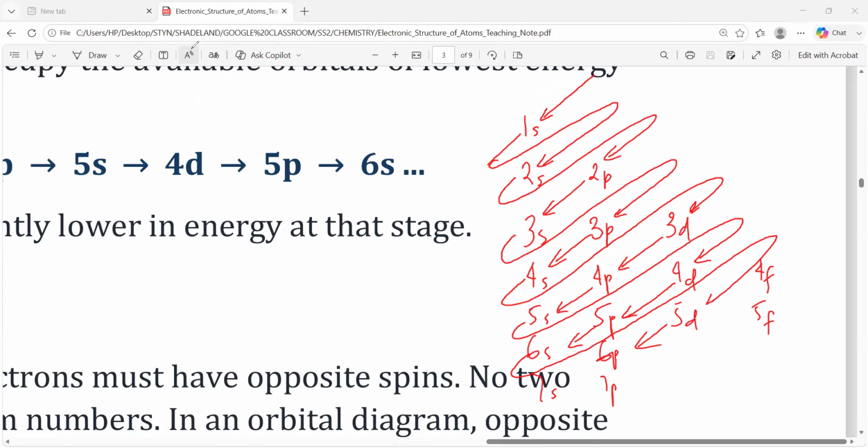Now, what is the significance of this? You need to understand the significance of what I have just drawn here. The implication of this, what this shows you, according to Aufbau's principle, is that electrons will go into 4s orbital first. How many electrons can 4s take?